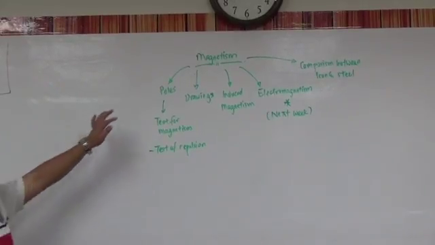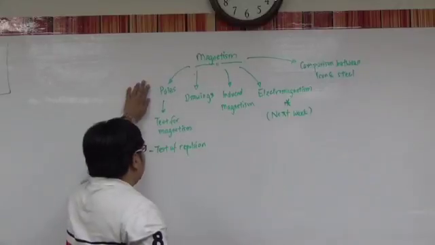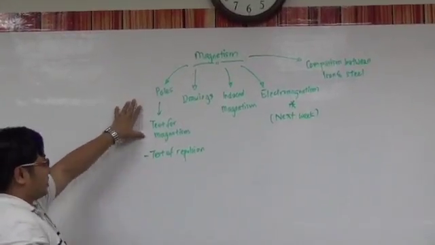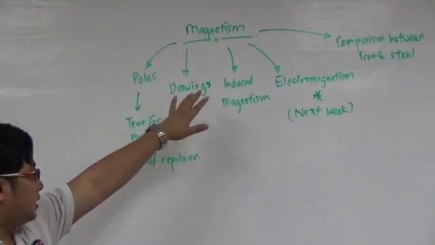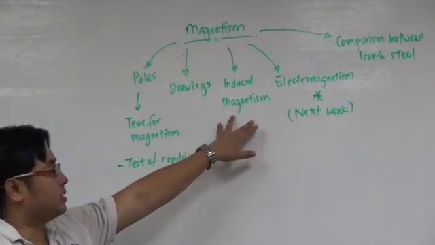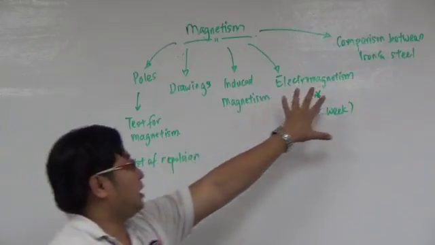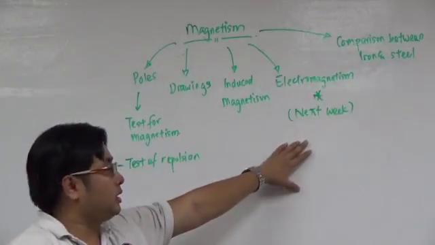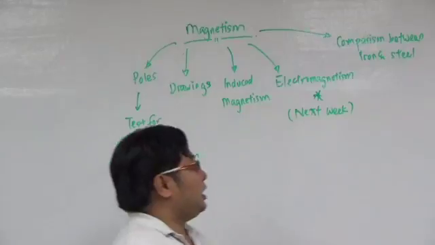So we will learn about the two different poles of magnetism, the test for magnetism. We will learn about the drawings. Then we will have to concentrate on this thing called the induced magnetism. There's this thing called electromagnetism, which will be covered next week. Then comparison between iron and steel.